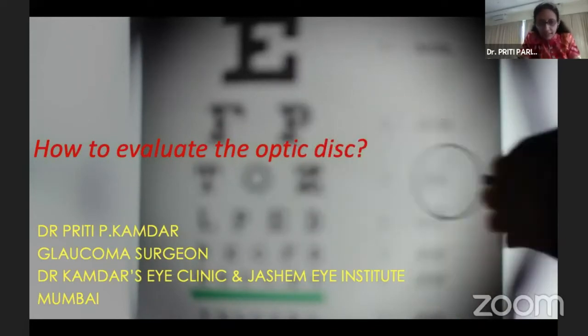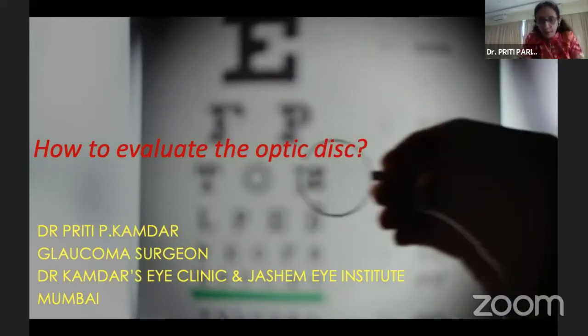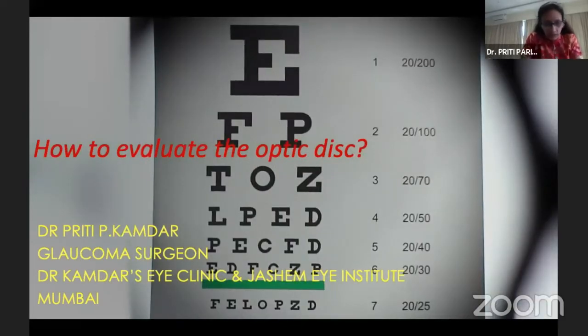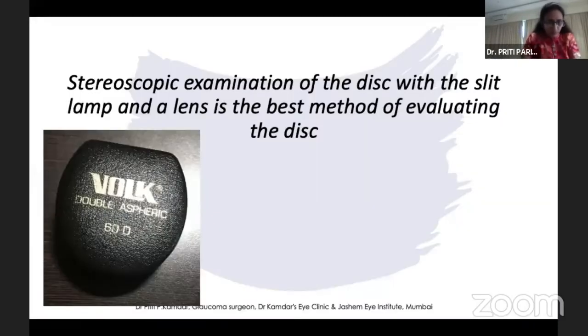Glaucoma is defined as an optic neuropathy, and hence optic nerve evaluation is central to the diagnosis of glaucoma. Binocular examination is the way to go, and it's best done with a slit lamp and a lens, and most of us have adapted to this method of examination.